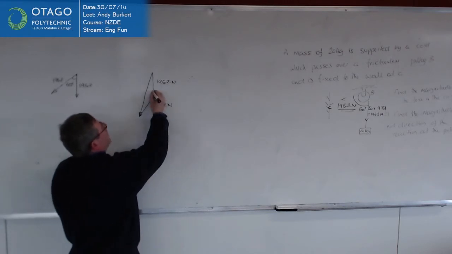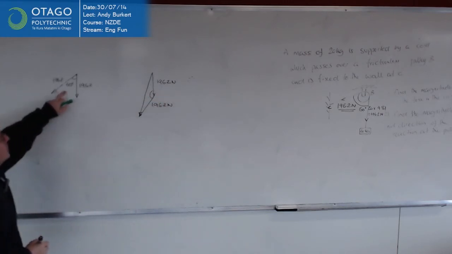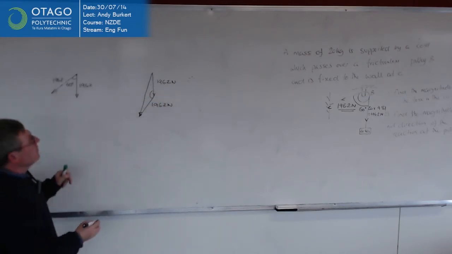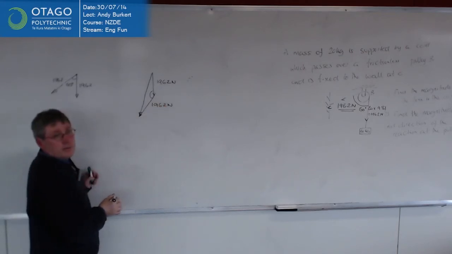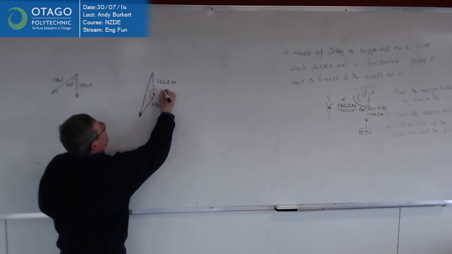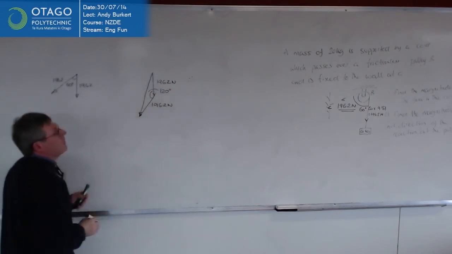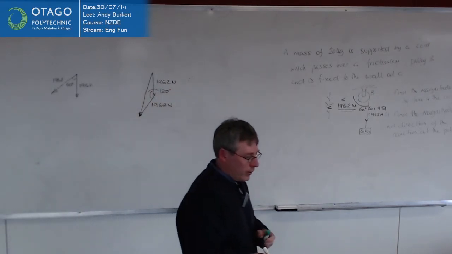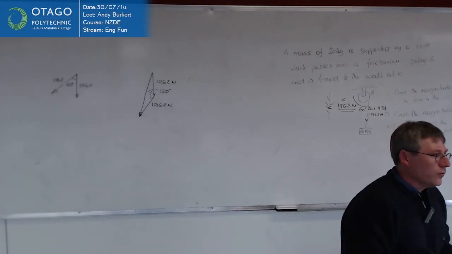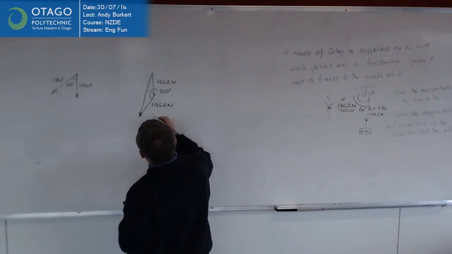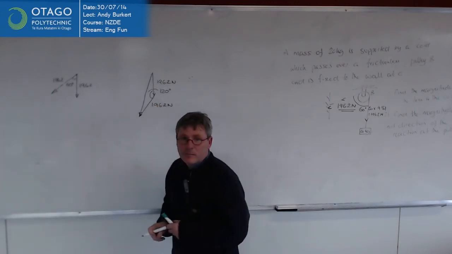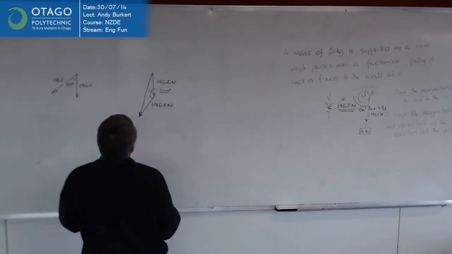And what's the angle in here? If that's 60, there, that's got to be 120. Good, yeah. Okay? So we can do that. We can draw our diagram to get our resultant force. Yeah? I think we are going to use the cosine rule, yeah.